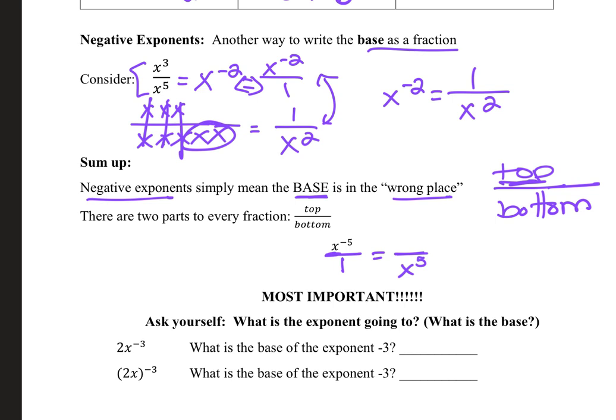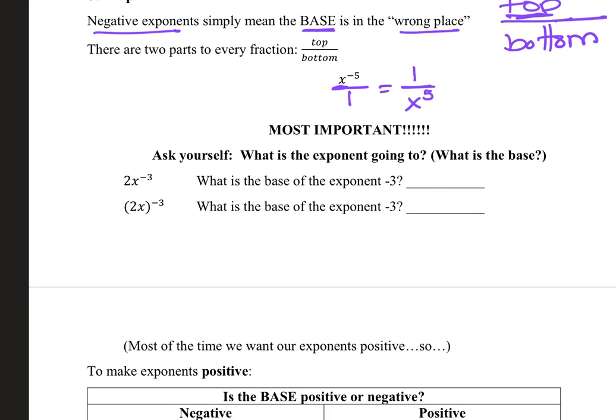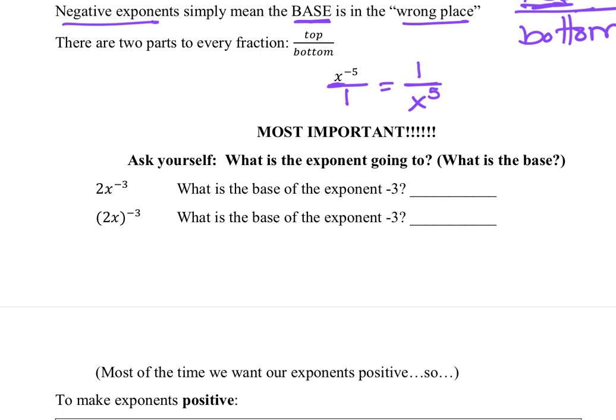So when it's negative, it's in the wrong place. When it's positive, it's in the right place. And we need a placeholder there, so we put a 1 up on top. Okay? Maybe it seems a little confusing. Let's do a couple examples without the why and see if you can understand it from there.